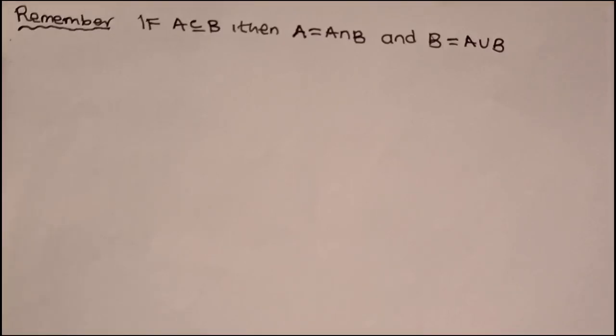Remember, if A is a subset of B, then A intersect B is A, and A union B is B, and we were able to prove that. So A is a subset of B if and only if B complement is a subset of A complement, and I'm about to show you how to prove that. So just bear these two in mind. So we'll also apply it for the complement.